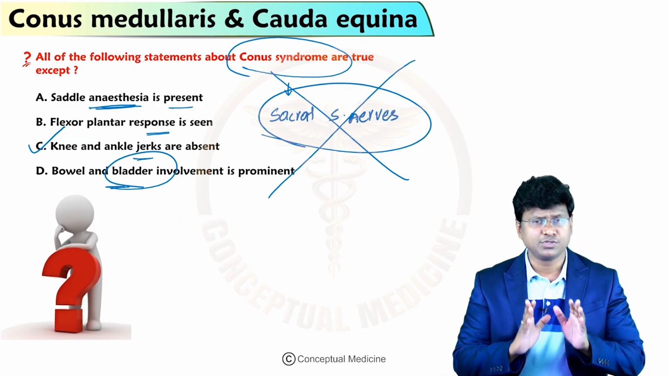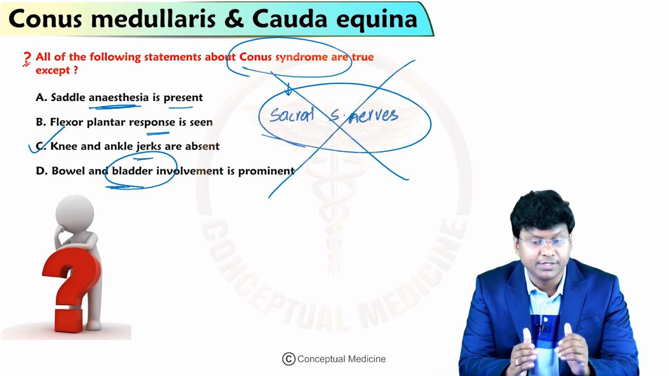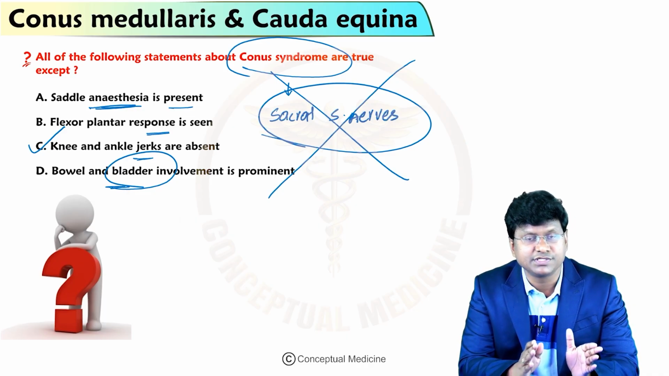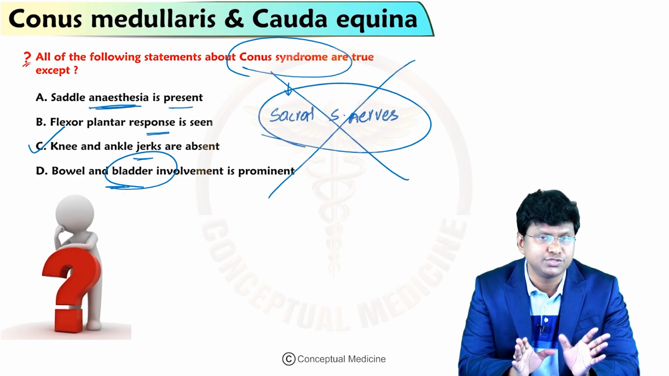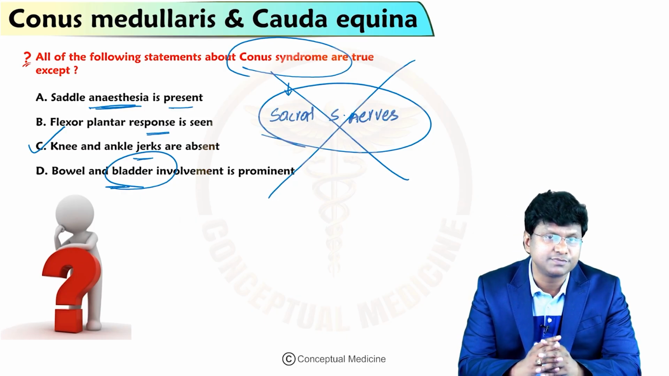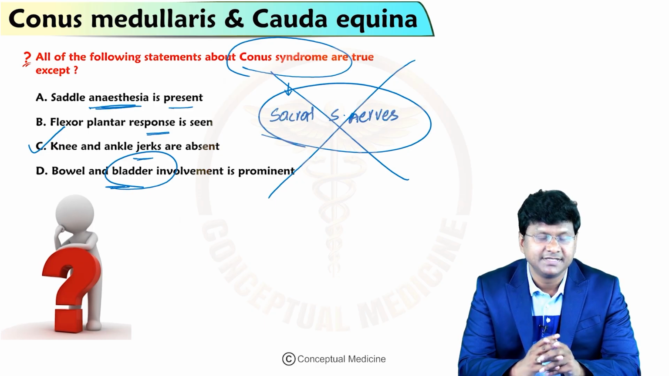So first of all, to understand this topic, you need to know the basic anatomy of conus as well as cauda equina. If you know the basic anatomy, then it becomes very easy to make out the differences between conus medullaris and cauda equina. So this completes the discussion of this very important topic.